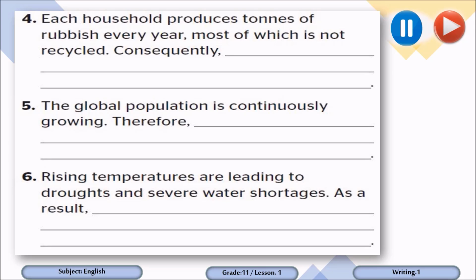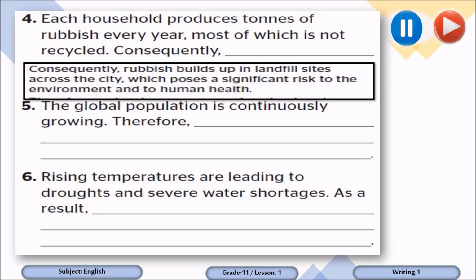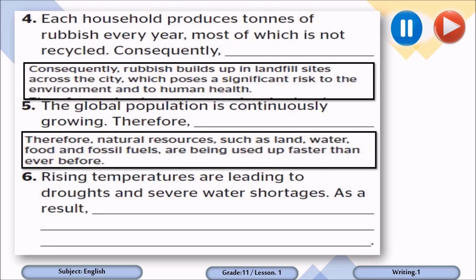Number 4. Each household produces tons of rubbish every year, most of which is not recycled. Consequently, rubbish builds up in landfill sites across the city, which poses a significant risk to the environment and to human health. 5. The global population is continuously growing. Therefore, natural resources such as land, water, food, and fossil fuels are being used up faster than ever before.